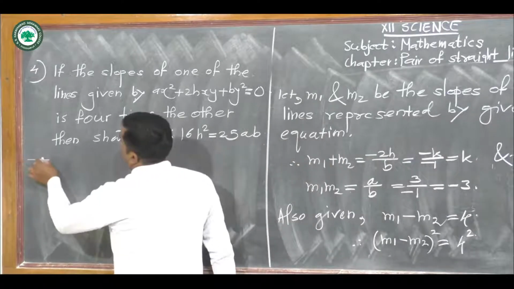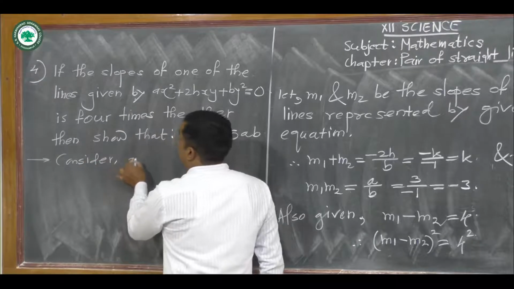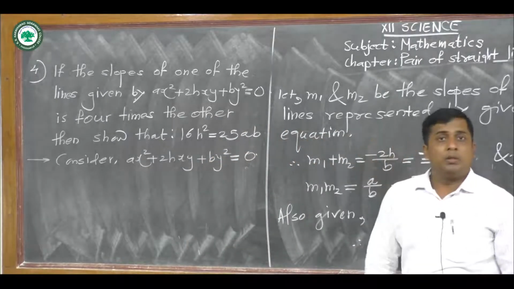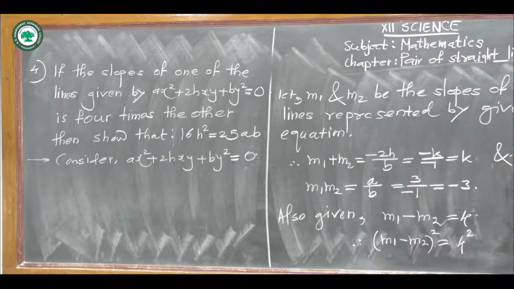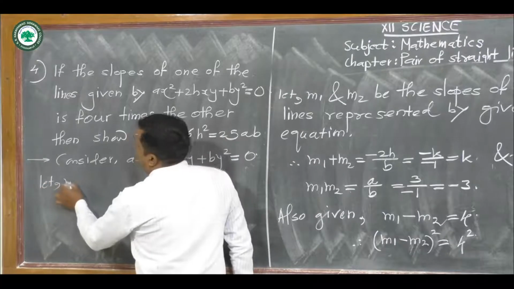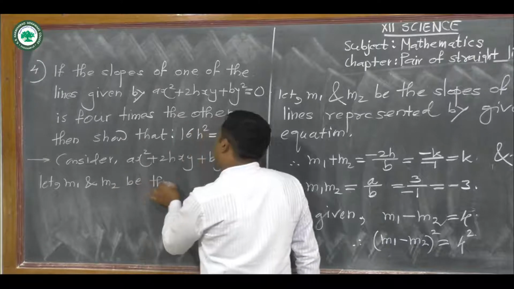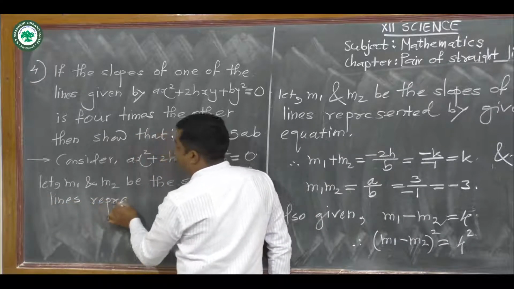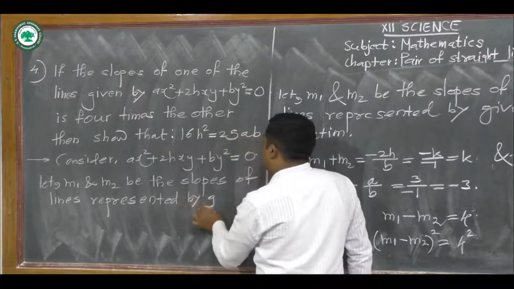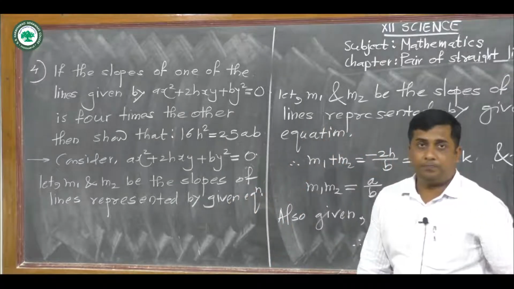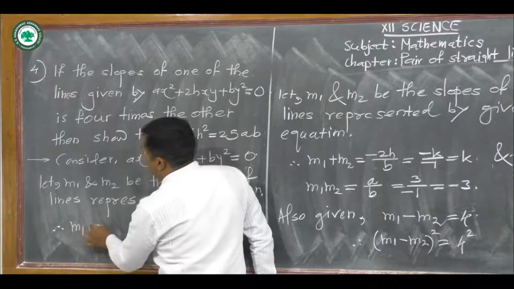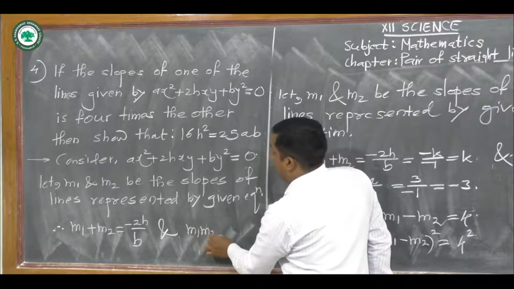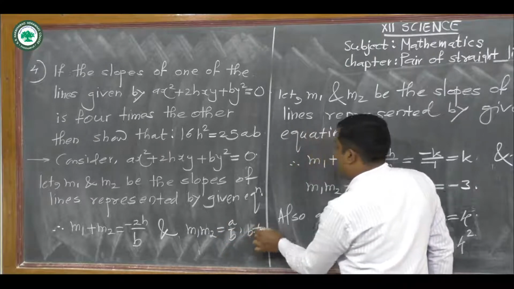Let us consider the given equation ax square plus 2hxy plus by square is equal to 0. Let m1 and m2 be the slopes of the lines represented by the given equation. Here m1 plus m2 is equal to minus twice h upon b, and m1 m2 is equal to a upon b, where b is not equal to 0.